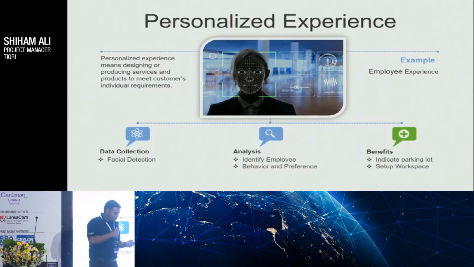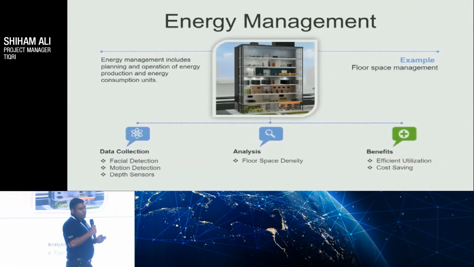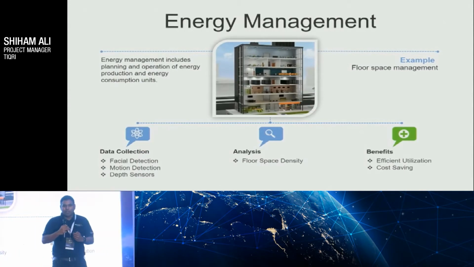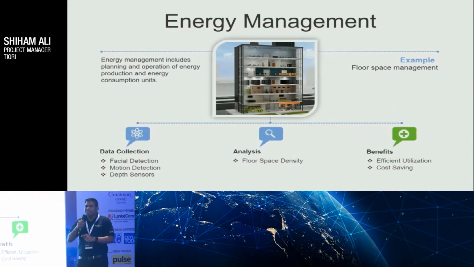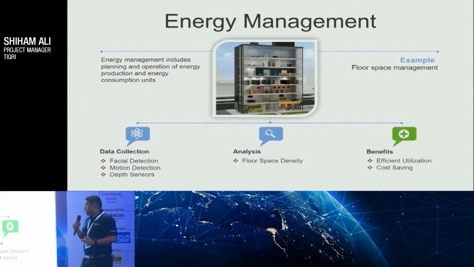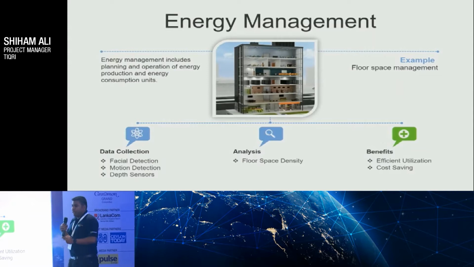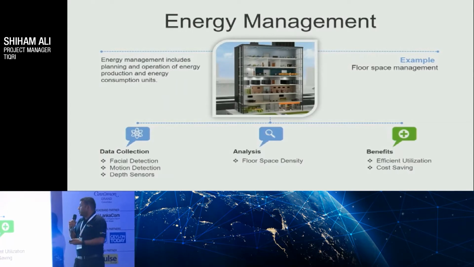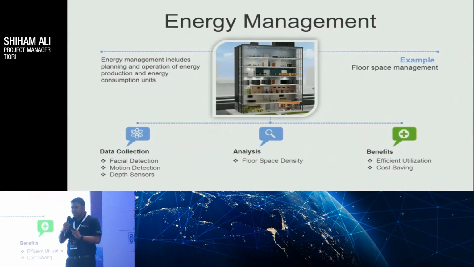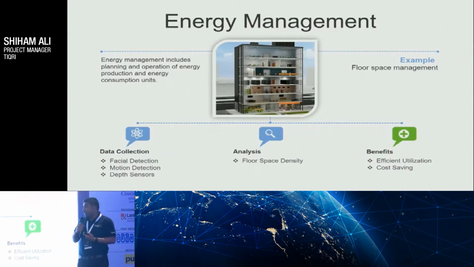Right. So it's the rule of 3. If you're giving something, you give 3, not 1 or 2, right? So this is the third example which I'm giving you. This is the building itself. What we can do is energy management. This is at another level, right? There are already people doing it in commercial products, but this is where we can use the concept of digital twin in energy management. The data collection points are facial recognition, motion detection, depth sensors. These are the data points which you can take.